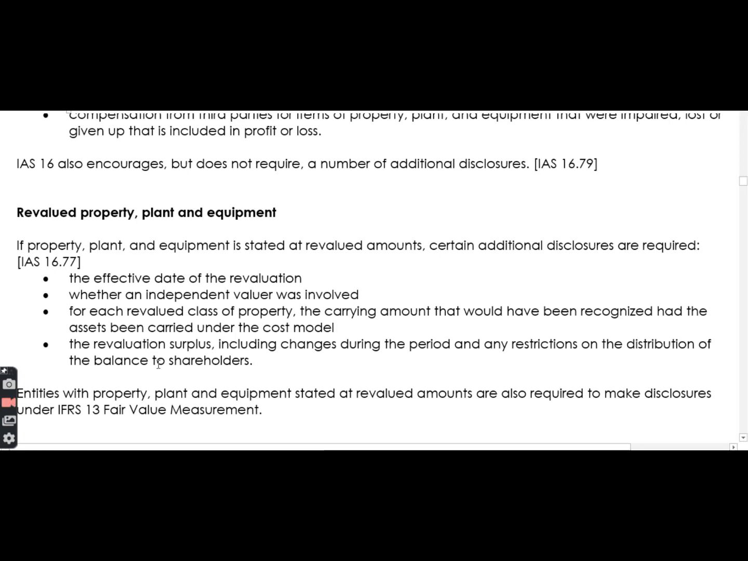Okay. Next, the revaluation surplus, including changes during the period and any restrictions on the distribution of the balance to shareholders. Okay. In addition, entities with property, plant, and equipment stated at revalued amounts are required to make disclosures under IFRS 13 fair value measurement. So, whatever disclosure requirements are provided in IFRS 13 need to be satisfied if you are using the revaluation model for property, plant, and equipment. Okay, so that's basically the summary of our standard.